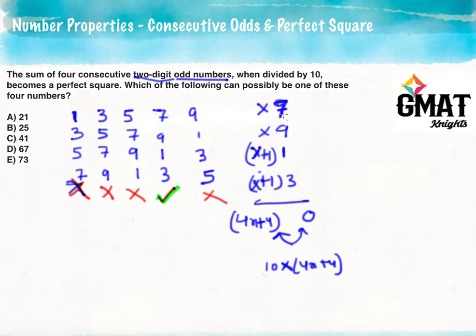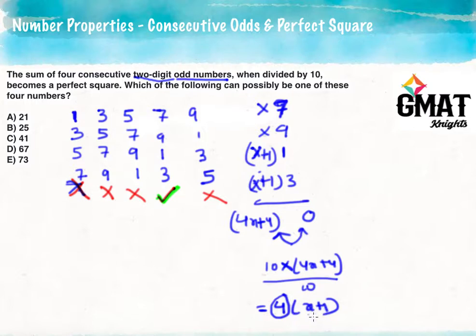Now this number, as we know, when divided by 10, we get 4x plus 4, which, if you take 4 common, is 4 into x plus 1. So 4 into x plus 1 is a perfect square. Okay. Now, what are the ways in which this number can be a perfect square? If you look at this carefully, 4 is already a perfect square, right? Now we are going to multiply another number to it, so in order for the entire number to be a perfect square, the second number also needs to be a perfect square.